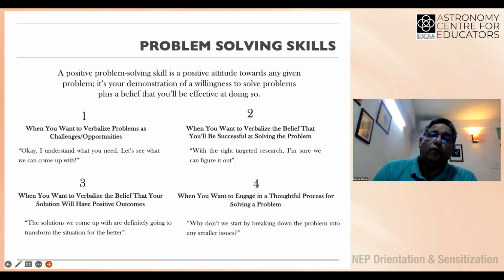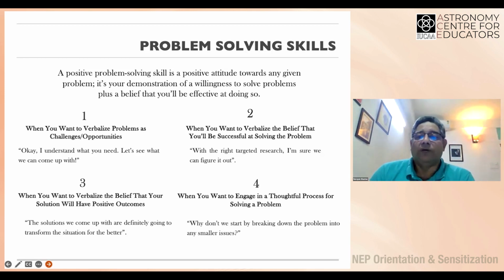So, for example, when you want to verbalize problems, challenges, opportunities, you can say, okay, I understood what you need. So let's see what we can come up with. So rather than dismissing a problem, here is the acknowledgement of the problem, and here is the proactive role that this statement is reflecting. When you want to verbalize the belief that you will be successful at solving the problems, you can say, with the right targeted research, I'm sure you can figure it out.